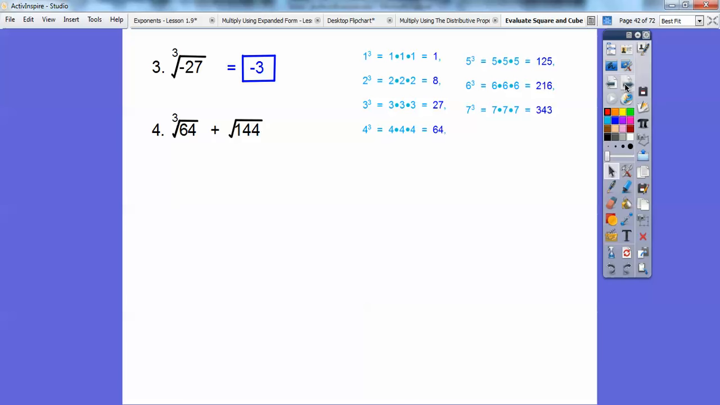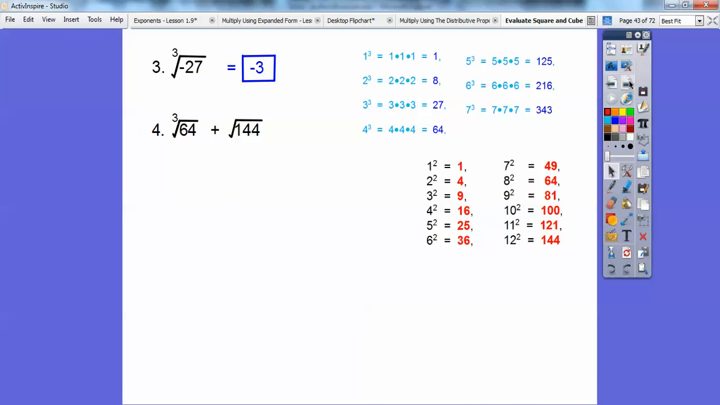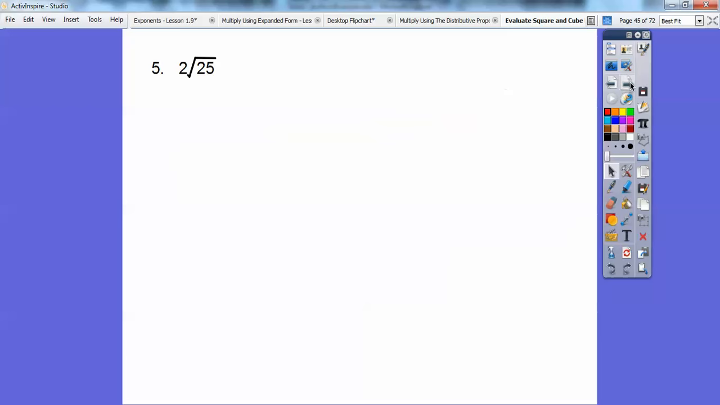All right, the cube root of 64 plus the square root of 144. Okay, let's get my cube roots. The cube root of 64 is equal to 4. What's the square root of 144? All right, that's 12. Okay, so I get 4 plus 12 is 16. Okay, how you guys doing? Hopefully well. Okay. All right, 2 times the square root of 25. 2 root 25, that's how we'd read that mathematically, is the same as 2 times the square root of 25, and the square root of 25 is 5. 2 times 5 is 10.